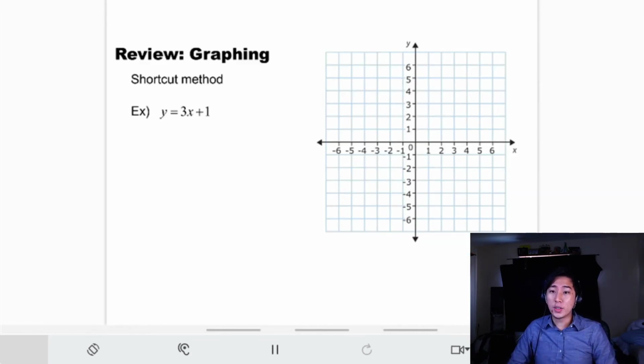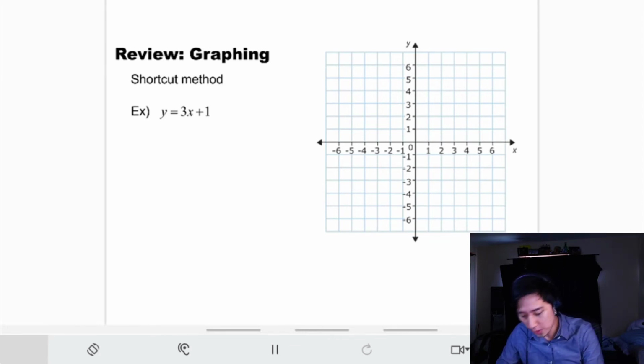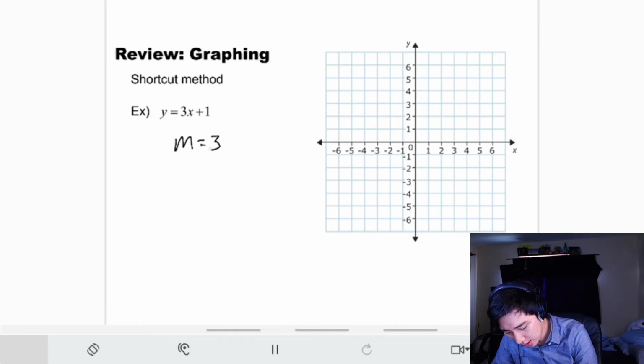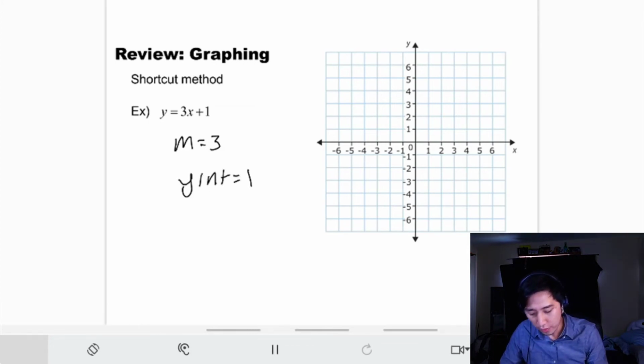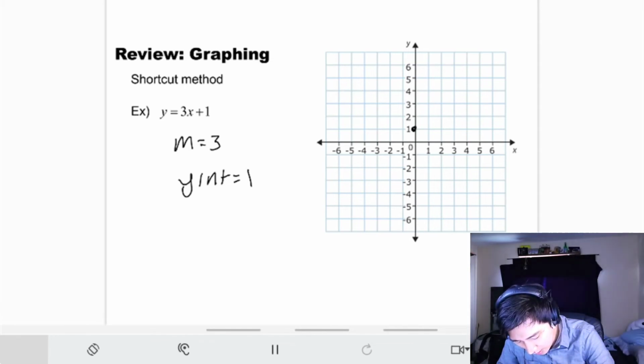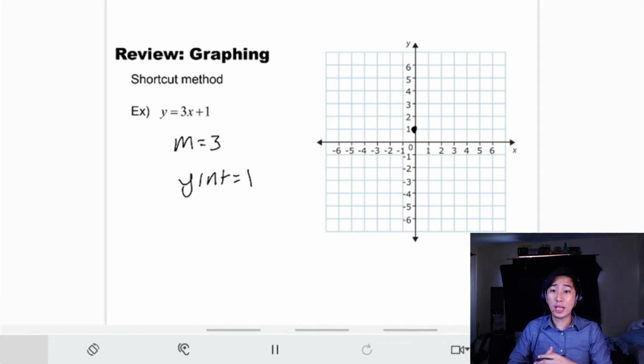All right, last one over here. Let's kind of look at this. So again, this is in slope intercept form. So what we know is my m is equal to 3. My y-intercept is equal to 1. Now, from here, we just put our first point down here. And then after that, we need to use our slope.